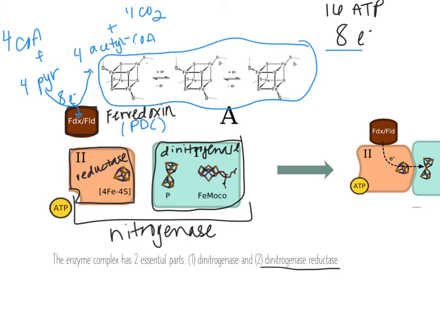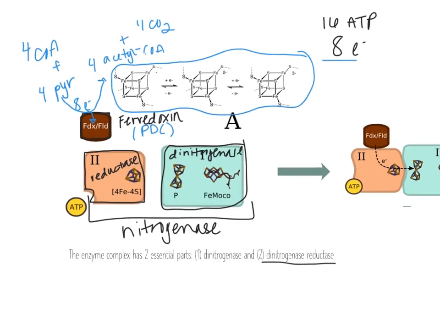So this process is going to repeat and repeat. It's going to repeat 8 total times so that we can reduce 1 N2 all the way to NH3. All right, so pyruvate passes electrons to ferredoxin.